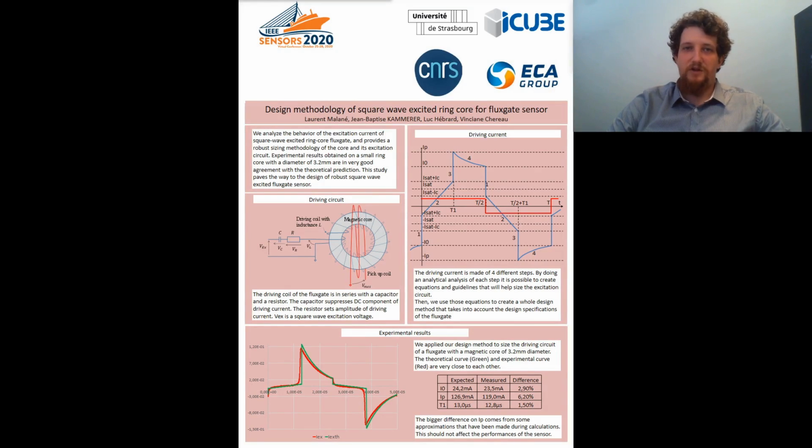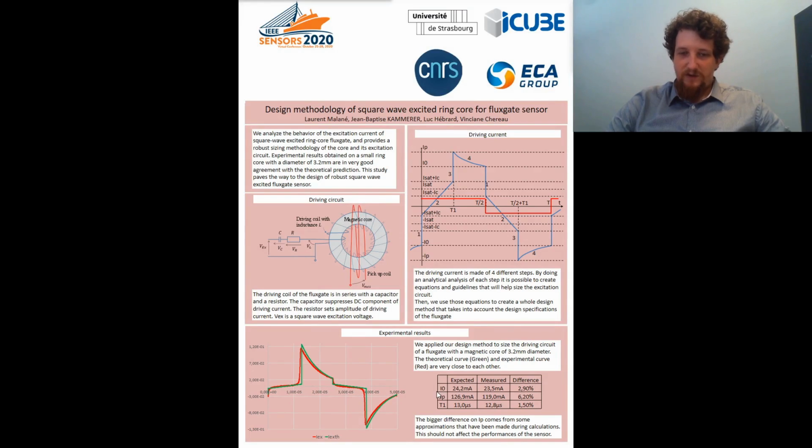Then, in order to make sure that our method is predictive, we did some experimentations. We started from our own design specification and we used our own method to size our driving circuits. And this is the result we have obtained. In green, you can see the expected behavior with how we have set the parameters, and in red, you can see the measure of the driving current.